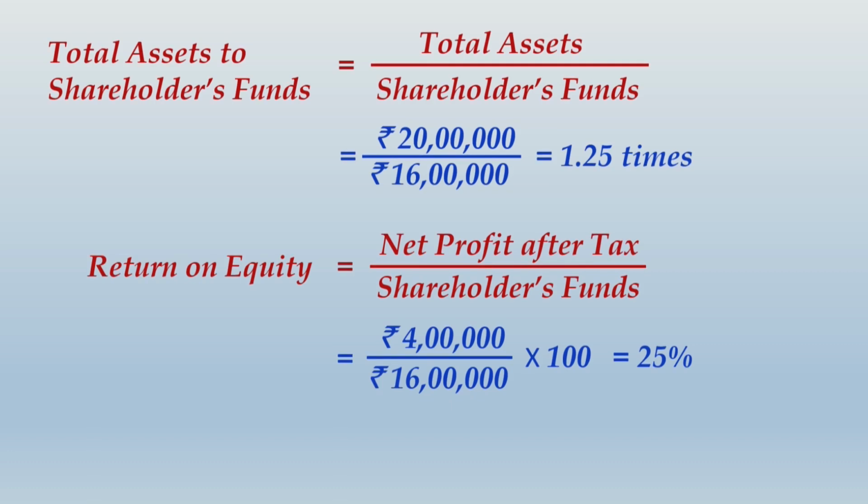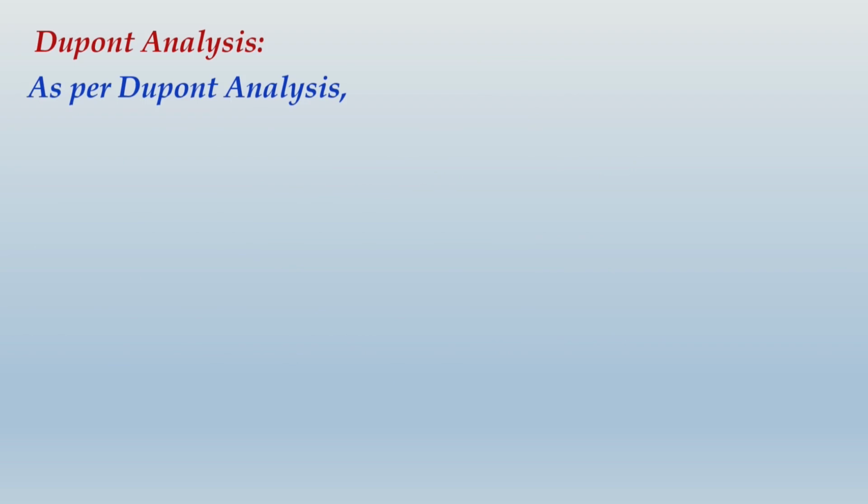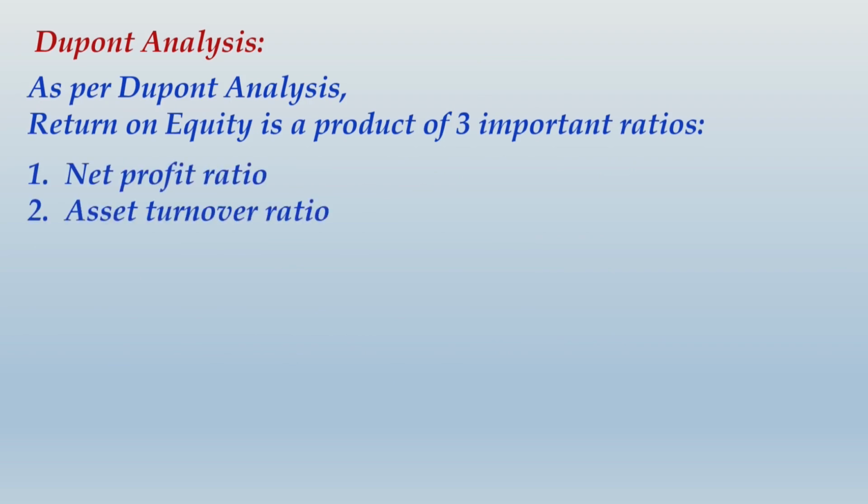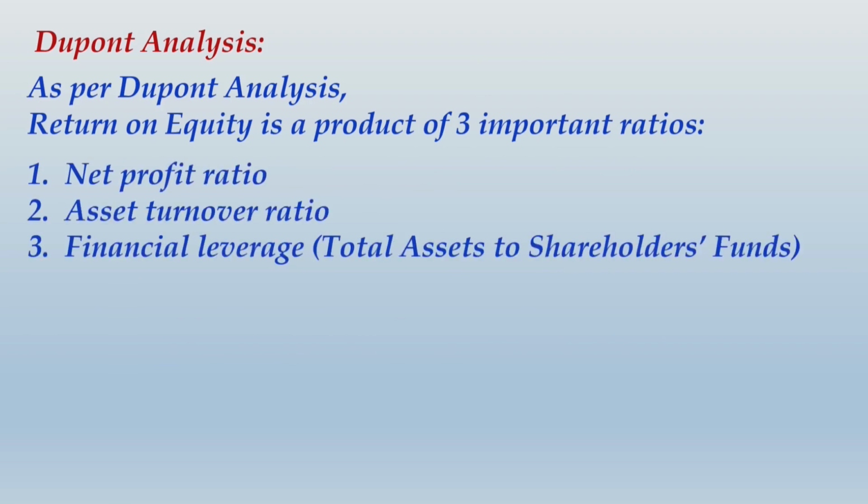Alright friends, you would have finished writing the calculations. Let us now move ahead and start with that analysis. So what we find under Dupont analysis is that return on equity is a product of three important ratios, that is net profit ratio, assets turnover ratio, and financial leverage, that is total assets to shareholders funds. So let us just multiply these three ratios as per the calculations that we have obtained.